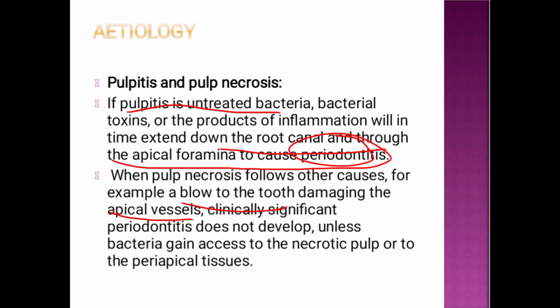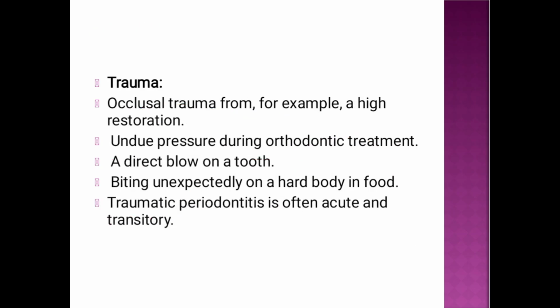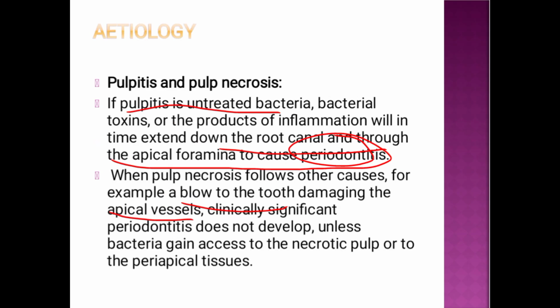Periodontitis does not develop unless bacteria are involved. So basically, in pulp necrosis, periodontitis does not occur until the bacteria reach the necrotic pulp or periapical tissue. But in pulpitis, what happens? The pulp is inflamed, it reaches the root canal, a periapical phenomenon, and it forms periodontitis. In pulp necrosis, the necrotic pulp should be invaded by bacteria, so it will cause periodontitis. Number one, we have studied about this.